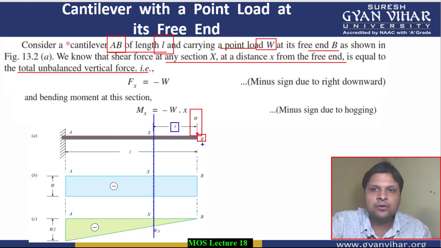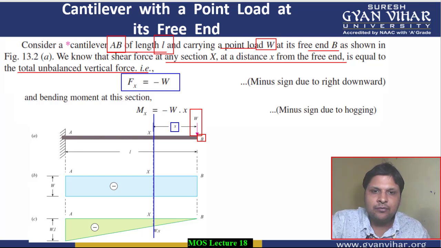Alright, now we all know that shear force is basically what? Unbalanced force to either left or right of the section. So we are considering the right section, and the forces going downwards on the right hand side are taken as negative. So for the shear force, only one force is there, and that is W. Since it is going downwards on the right hand side, it will be taken as negative. So shear force Fx will be equal to minus W.